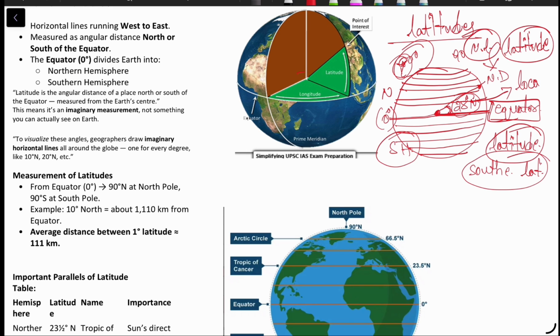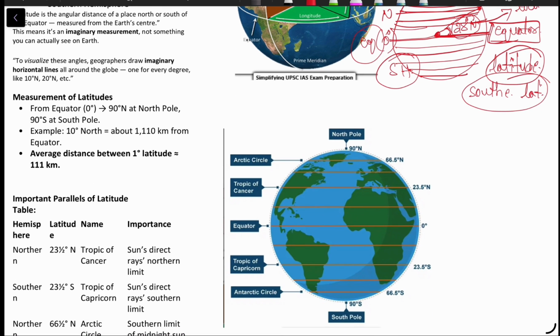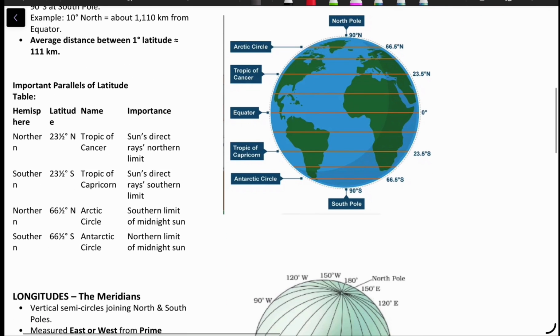These latitudes are also called parallels because they are almost parallel to one another, and the length of these latitudes will decrease when we travel from the equator to the polar region because of the shape of the earth itself, right? So till now we have understood what latitudes mean and how they are measured.